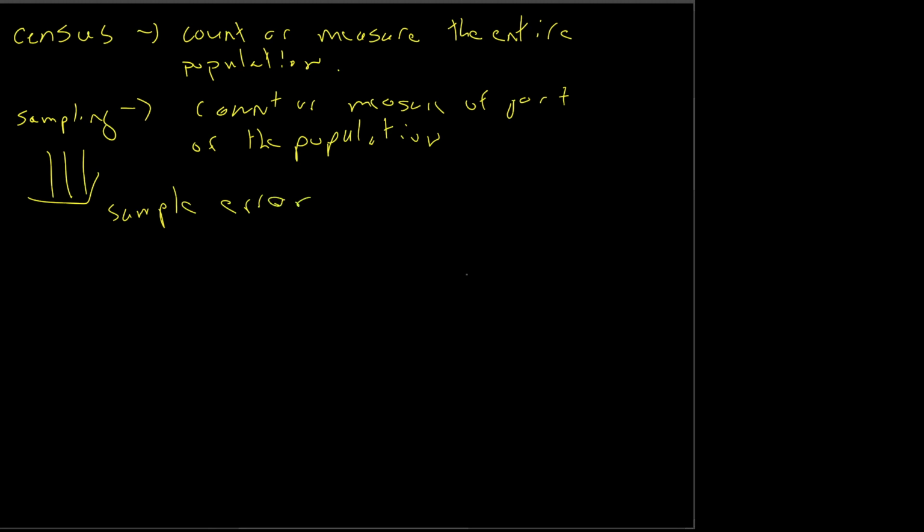And all sampling error is, let's say these dots are my thing of interest. And notice I have 1, 2, 3, 4, 5, 6, 7, 8 yellow dots and 4 blue dots. And I want to know something about this, but I'm not going to count all of them. And so I grab a sample. Now, if I grab this sample, it has a very similar ratio to the overall population, right? And so there's very little sampling error.